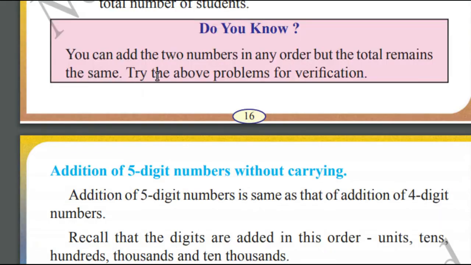We can add two numbers in any order. We can start with the units place, we can start with the tens place, we can start with any other place. The process remains similar. We just need to modify the method to suit ourselves.